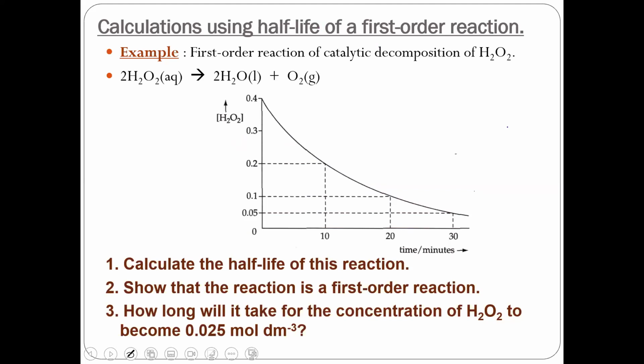So when we talk about half-life, we can use these types of data. You need not copy it, but you have to read it. First order reaction of catalytic decomposition of H2O2. H2O2 decomposes into H2O plus O2. Now calculate the half-life of the reaction. You can read it directly from the graph. Just write down the answers. We can discuss them.